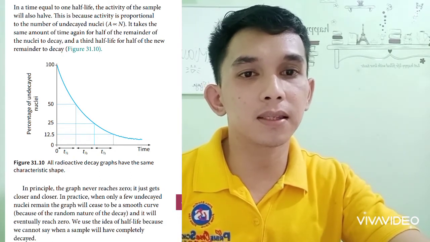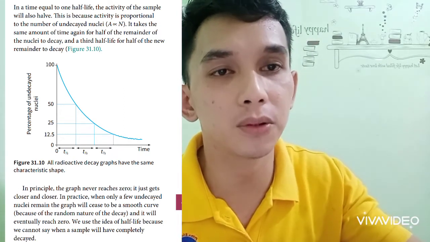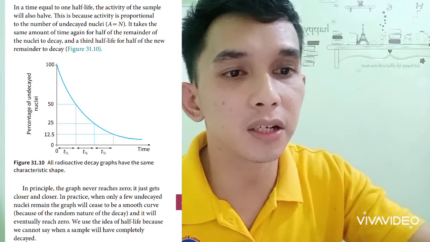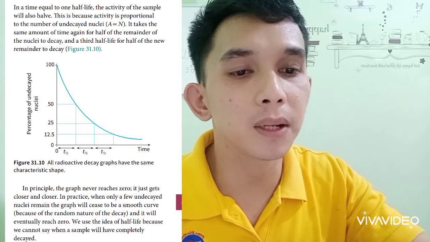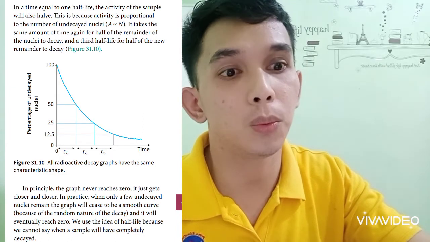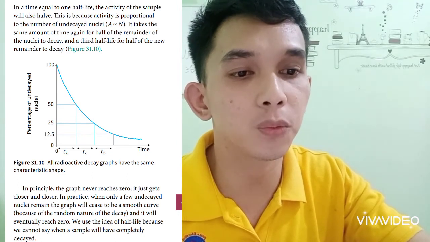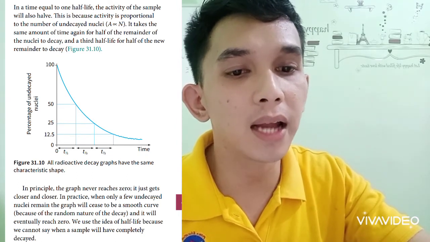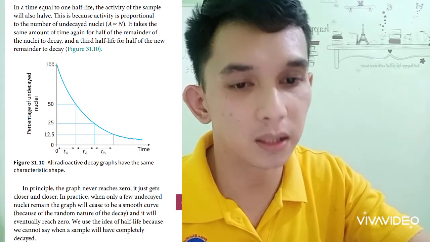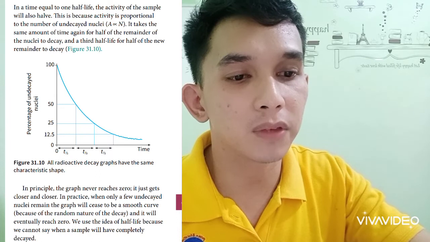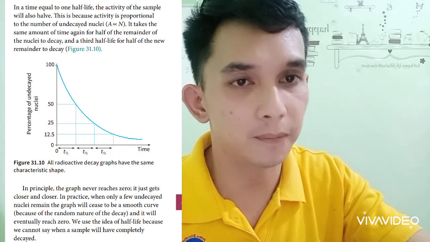It takes the same amount of time again for half of the remainder of the nuclei to decay, and a third half-life for half of the new remainder to decay. In principle, the graph never reaches zero. It just gets closer and closer to zero. In practice, when only a few undecayed nuclei remain, the graph will cease to be a smooth curve because of the random nature of the decay, and it will eventually reach zero, as you can see here.